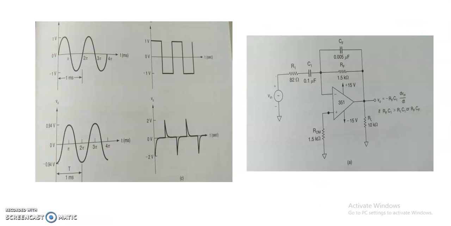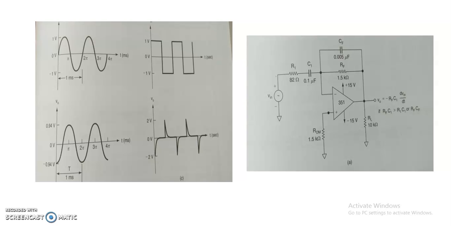This figure shows some of the outputs of the basic differentiator circuit. If we give a sine wave at the input terminal, we obtain a cosine wave at the output, and these two waveforms are out of phase. Similarly, if we give a square wave at the input terminal, we obtain a spike at the output terminal.